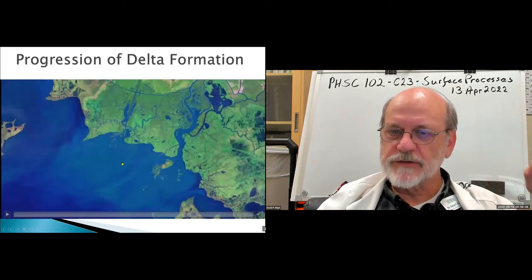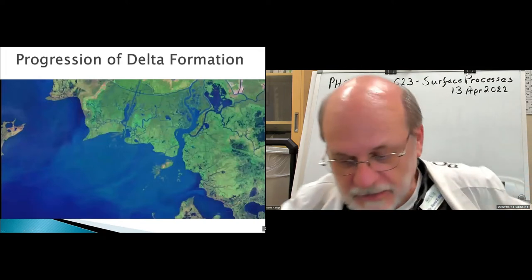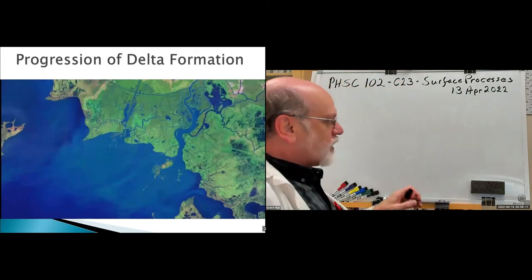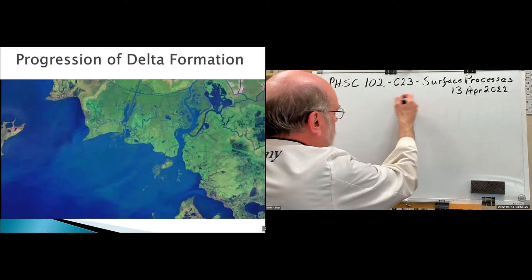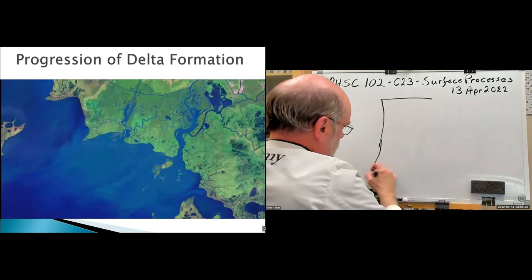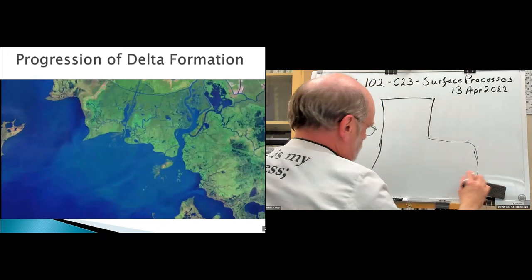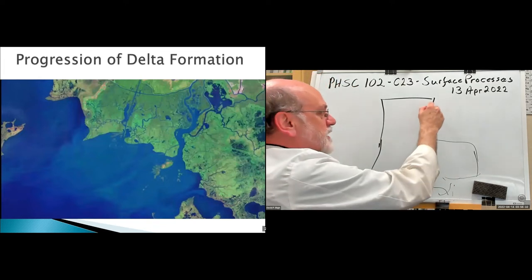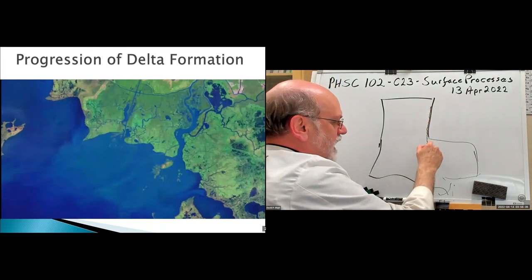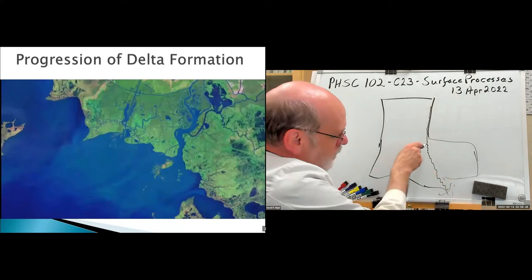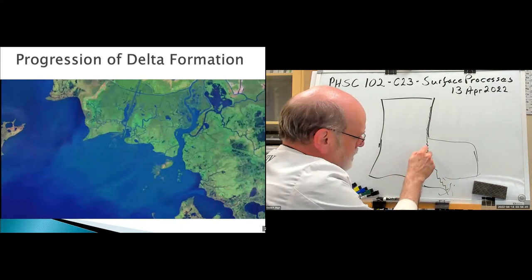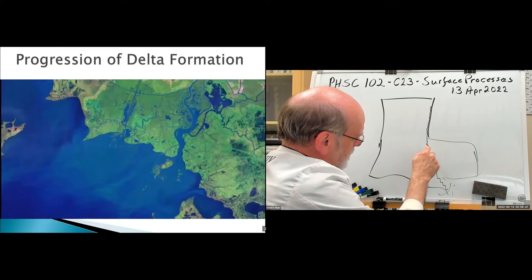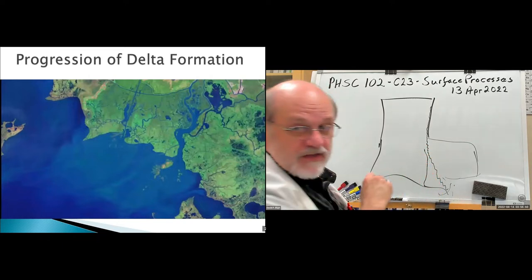This shows the progression of delta formation in the Atchafalaya Bay. Remember, the Atchafalaya is a distributary of the Mississippi. So if you look at it this way, Louisiana is like this, and like that, sort of. And then you get the Mississippi out here like this, okay? The Mississippi River is coming down here and wiggling, and it's coming out here. But right about in here, there's a branch that forms. Actually it comes like this and goes down over here. This is the Atchafalaya River.